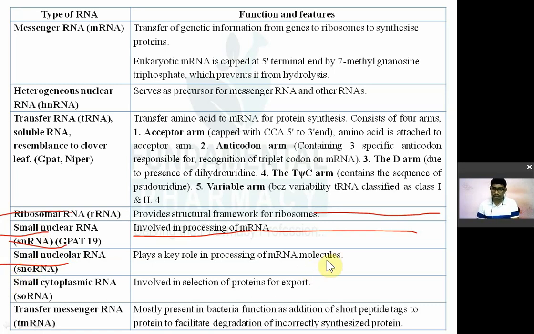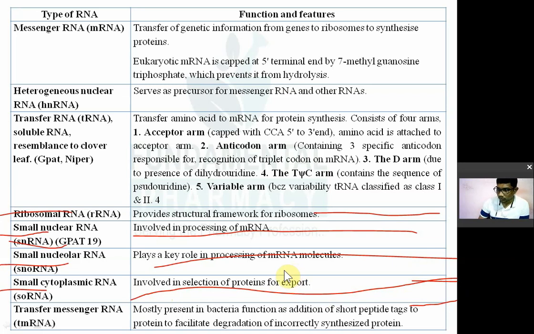Now next one is the transfer messenger RNA. tmRNA क्या है काम उसका? Mostly present in the bacteria and functions as an addition of short peptide tags to the protein to facilitate the degradation of incorrectly synthesized protein. जब प्रोटीन सिंथेसिस होता है, ट्रांसलेशन जब होता है, तो कभी कभी इनकरेक्ट प्रोटीन सिंथेसिस होता है. तो अगर वो हो गया, so what is the next step? So you have to degrade that protein.